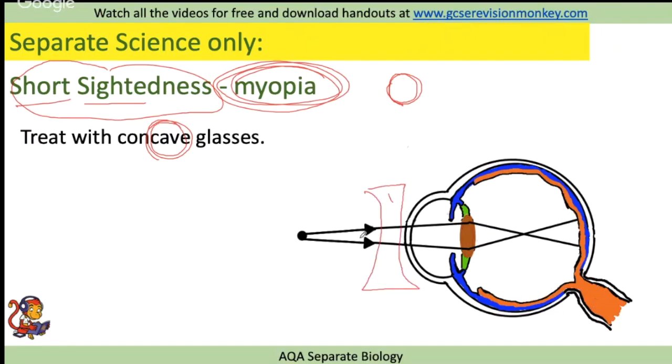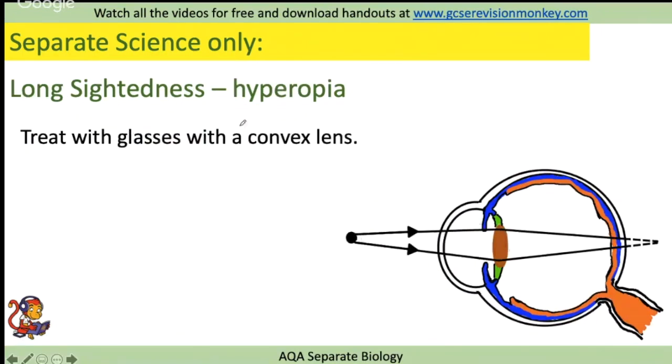The opposite is true for long-sightedness. You can see things far away, but you have trouble making your lens a nice fat round shape to look at close objects. So if you treat this with a convex lens, that will help refract the light and help you focus the image, taking it from back here to actually refracting it more and forming it on the retina.